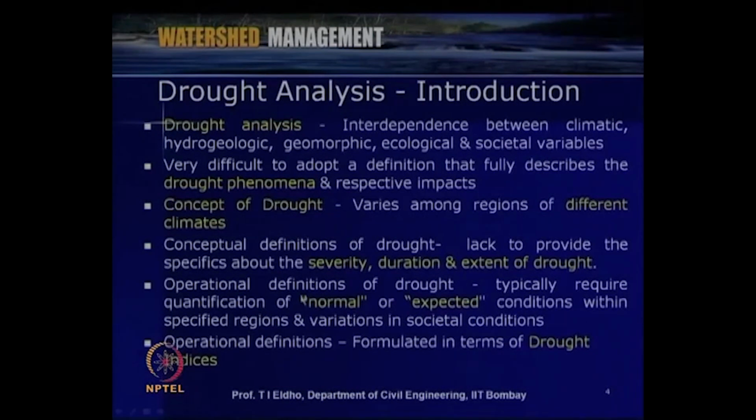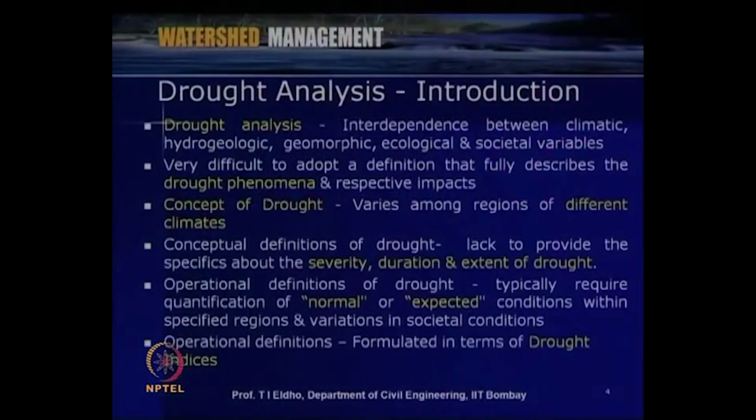So, the operational definitions of drought typically require the quantification of normal or expected conditions within specified regions, and variations in societal conditions. For example, when we see the rainfall, whether the condition is normal or below normal, with respect to expected conditions. All those things are very important when we deal with drought analysis.